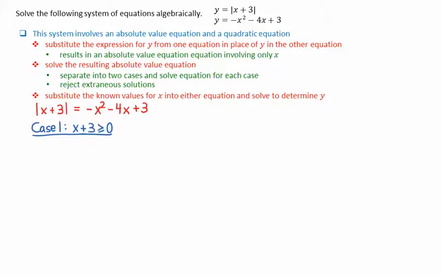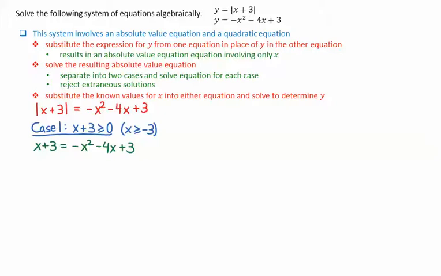For the first case, the expression inside the absolute value, x plus 3, is greater than or equal to 0. This corresponds to x greater than or equal to negative 3. For this case, we can remove the absolute value symbols and just leave it as x plus 3. We then solve this resulting quadratic equation.